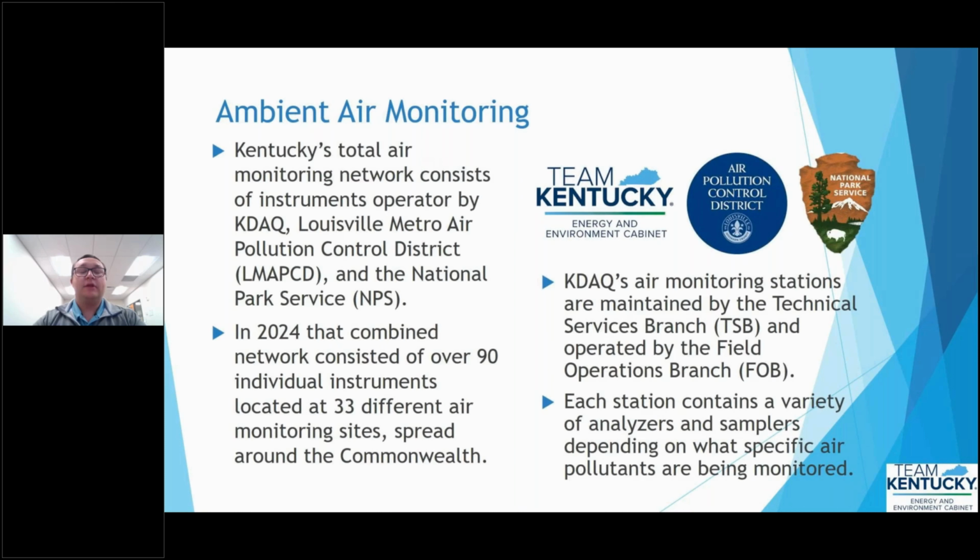So the complete ambient air monitoring network within Kentucky comprises sites and instruments that are operated by the Kentucky Division for Air Quality, the Louisville Metro Air Pollution Control District, and the National Park Service. Currently, there are 33 different monitoring sites across the state with a total of more than 90 individual instruments. Each monitoring station is unique, containing a variety of equipment that is dependent on the monitoring objectives for that site and what pollutants are being monitored. Kentucky Division for Air Quality's monitoring stations are operated by the Field Operations branch and maintained by the Technical Services branch. Next slide.